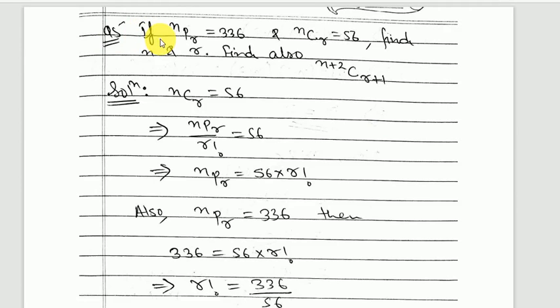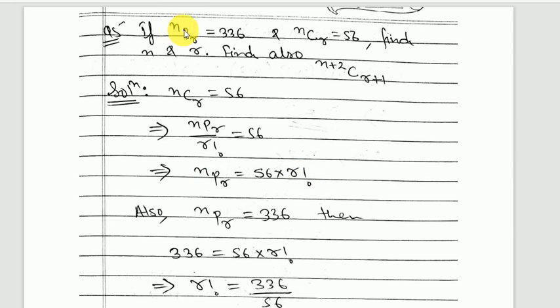Question number 5. If NPR is equal to 336 and NCR is equal to 56, find the value of N and R, and also find N plus 2 C R plus 1. So here NCR is equal to 56 is given. NCR we know can be written as NPR upon factorial R is equal to 56. So NPR will be equal to 56 into factorial R.